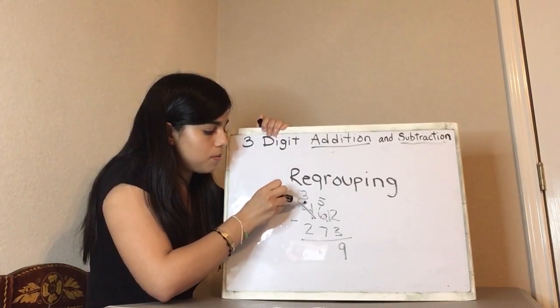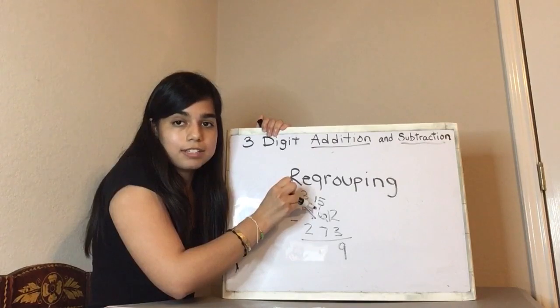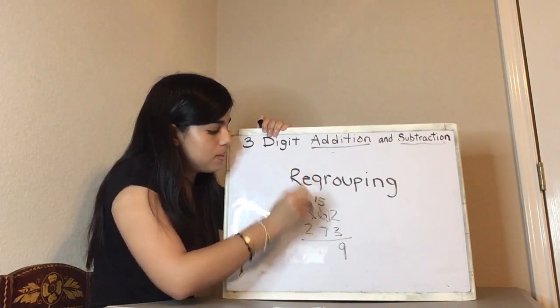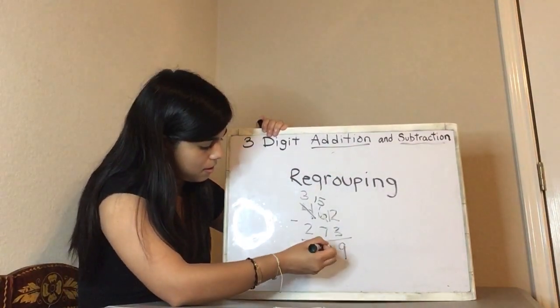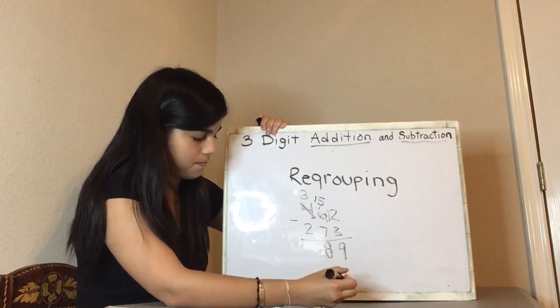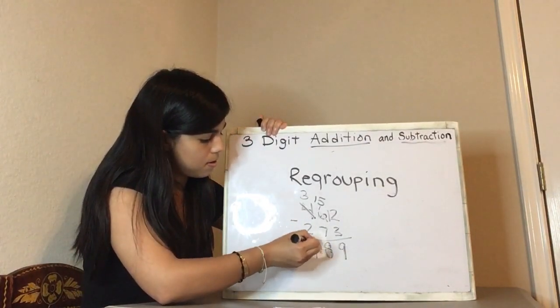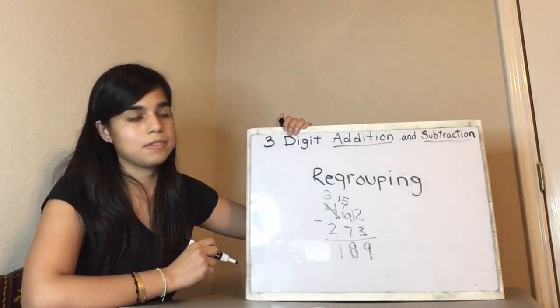All right. The one you took from the 4, you put next to the 5. Not next to the 6 because the 6 does not exist anymore. So you put it next to the 5. So 15 minus 7. Can you do that? Yep. That is 8. And then 3 minus 2 equals 1. So the answer is 189.